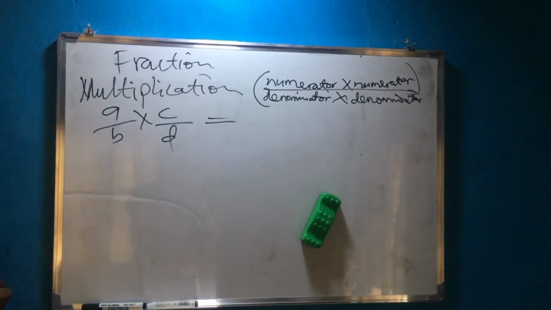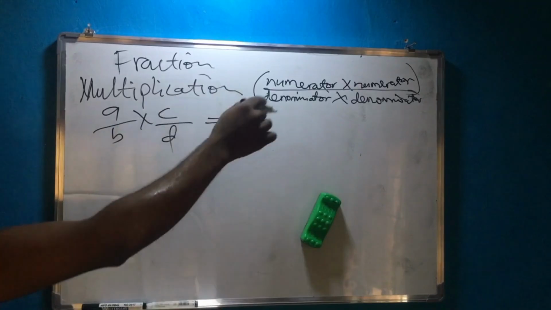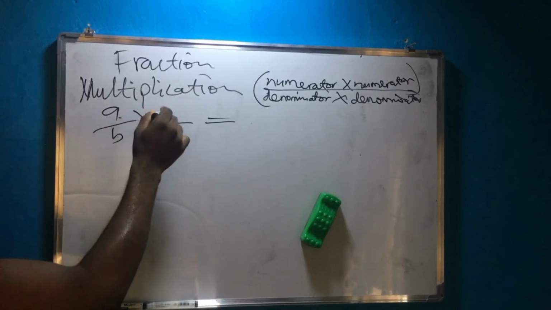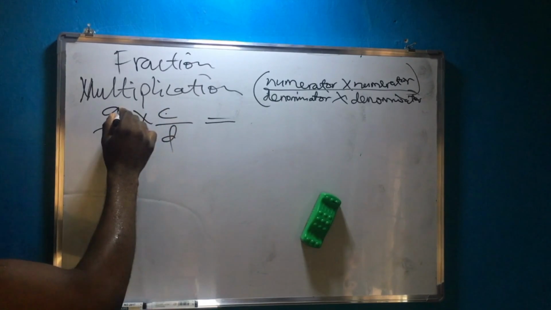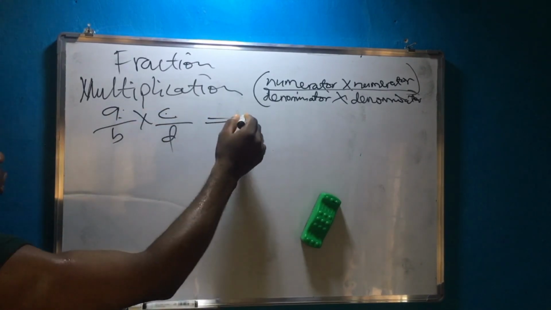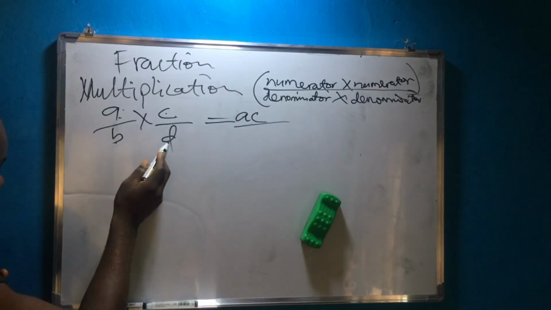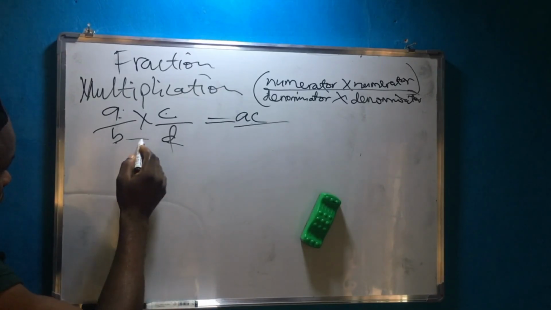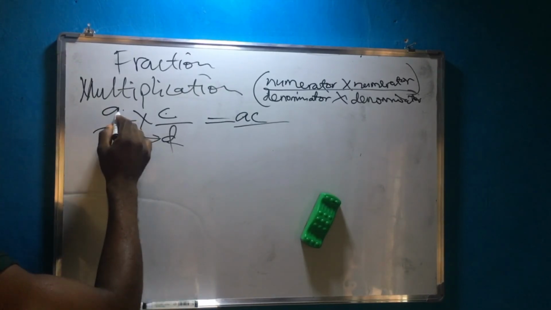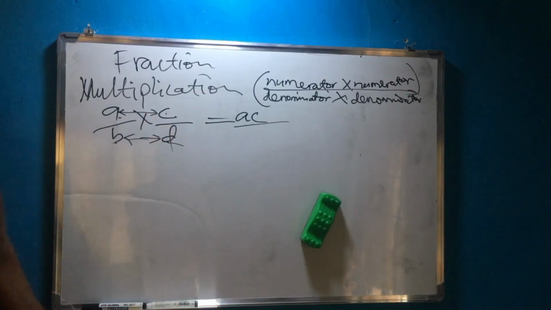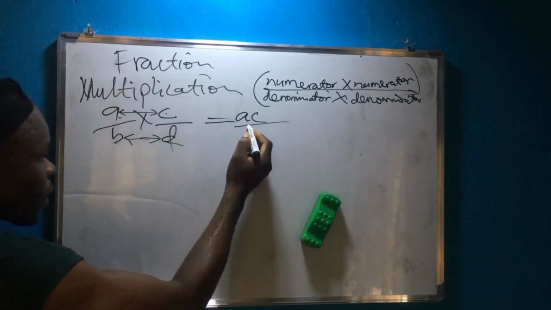So you see the difference between addition and subtraction, and multiplication. So this one now follows a different pattern. In this case we multiply numerator times numerator. You have A times C, which will give you AC, all over B times D. B times D will give you BD.